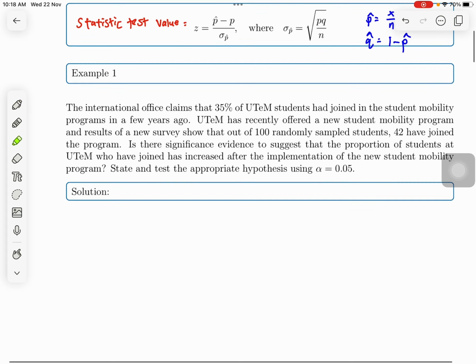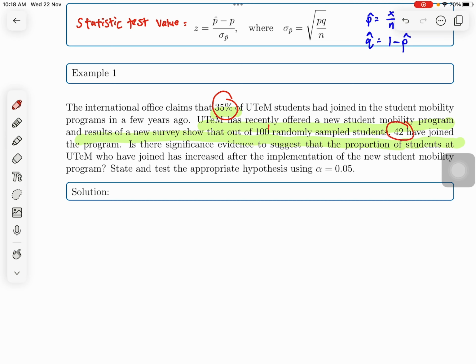The international office claims that 30% of UTEM students had joined the student mobility program a few years ago. UTEM has recently offered a new student mobility program. A result of a new survey showed that out of 100 randomly sampled students, 42 have joined the program. Okay, so this is very informative. This is the claim. Okay, and this one also we need to highlight.